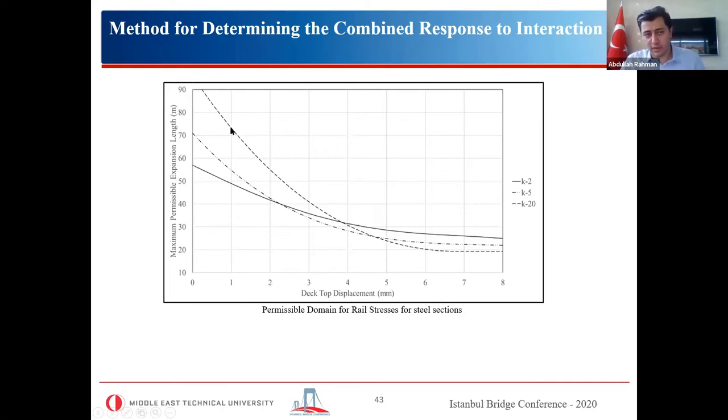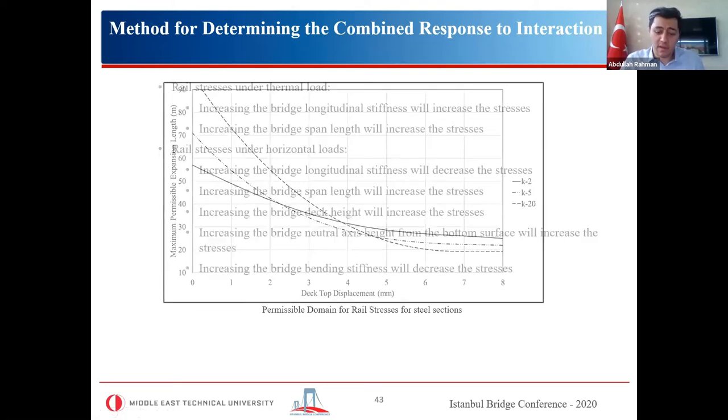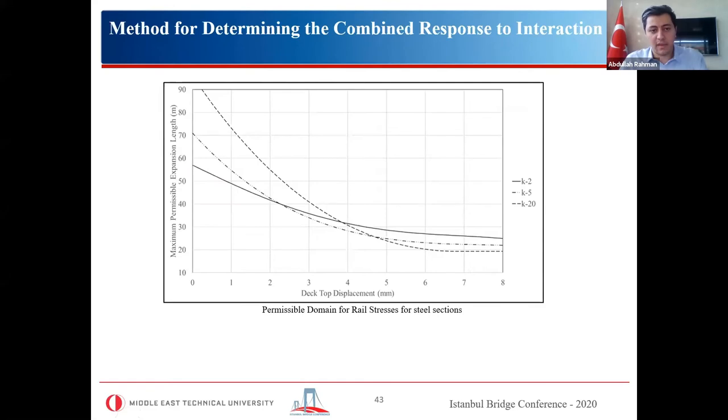Now let me describe these three lines. These are your bridge substructure longitudinal stiffness. The dashed one represents 20 kilonewton per millimeter per track stiffness. The thickest one is the 2 kilonewton per millimeter per track stiffness. So this one is the 2 kilonewton, this one the 5, and this one is the 20.